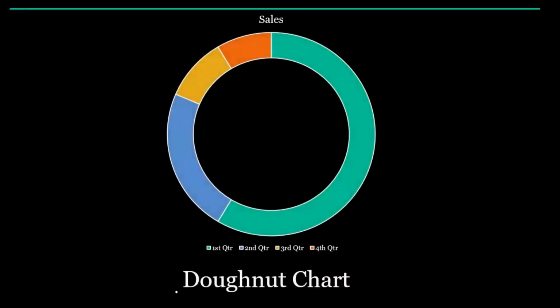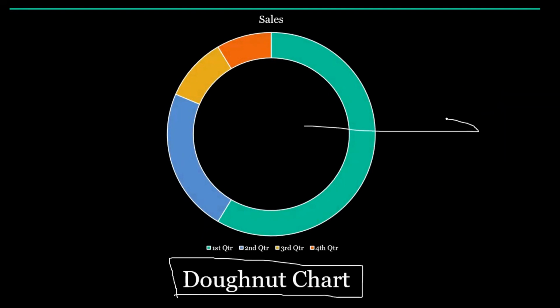And at last we have a donut chart. This is known as a donut chart because it seems like a donut. It is very similar to a pie chart. We have so many charts, but these are the most commonly used charts.